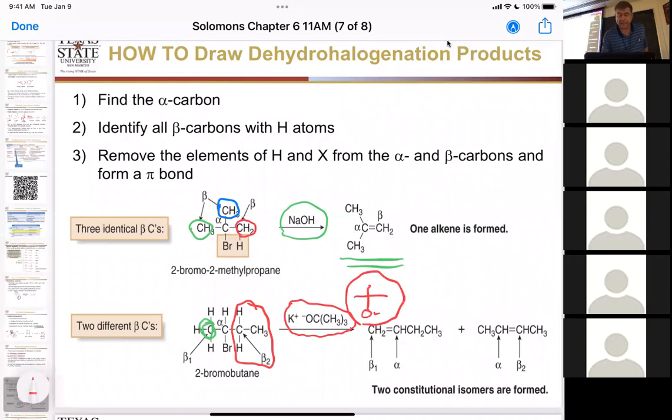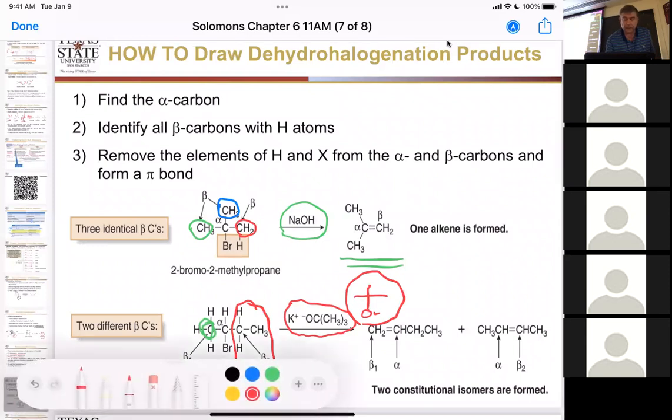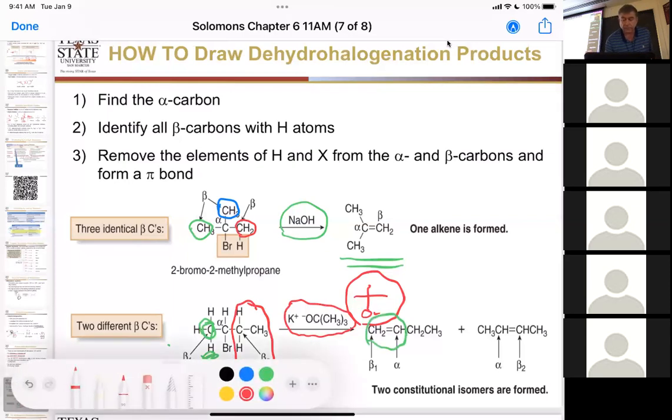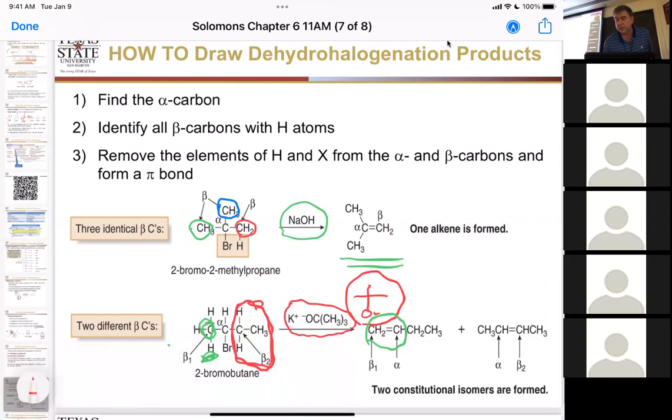In this case, if we eliminate the beta hydrogen on the left side, we're going to end up with this alkene at the end of the chain. If we eliminate from the one with just the 2 hydrogens, we're going to have an internal alkene. It's not at the end of the chain. So you get 2 different products depending on which beta hydrogen you remove. When we do this, we have to have some rules that help us decide which one it's going to remove.